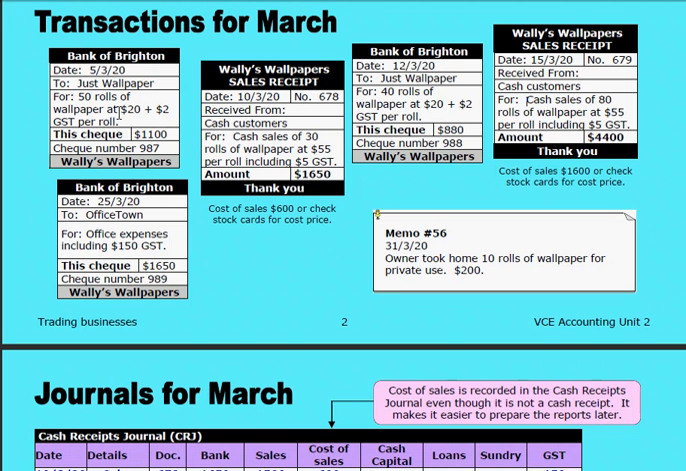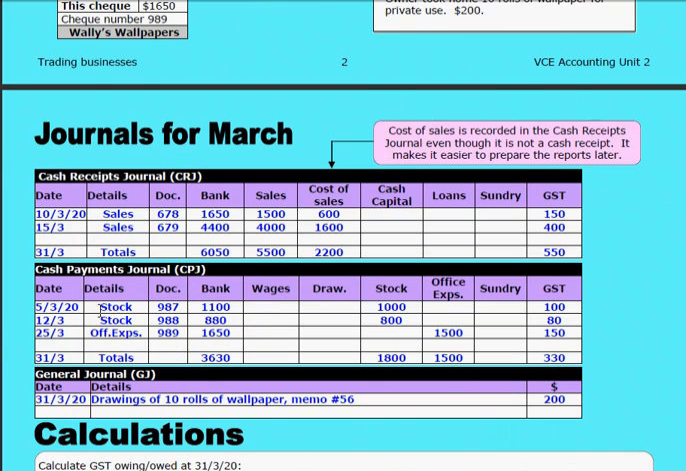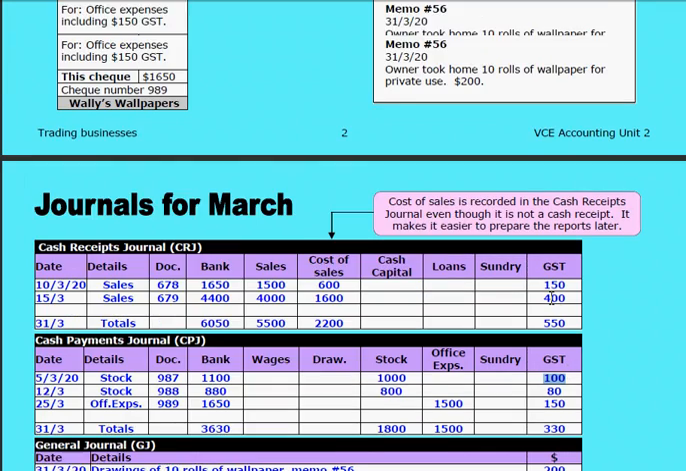The first document was the check number 987, where we bought 50 rolls of wallpaper at $20 plus $2 GST, total of $1,100. So that goes into the cash payments journal: date, stock, document number, full amount $1,100, split up between $1,000 stock and $100 GST.